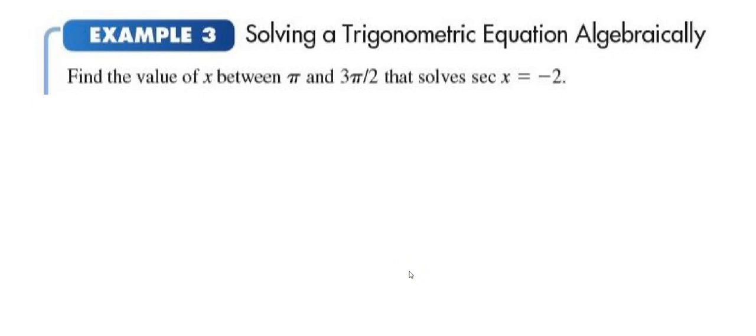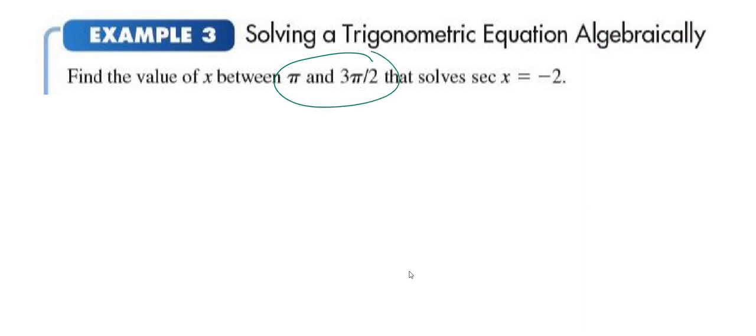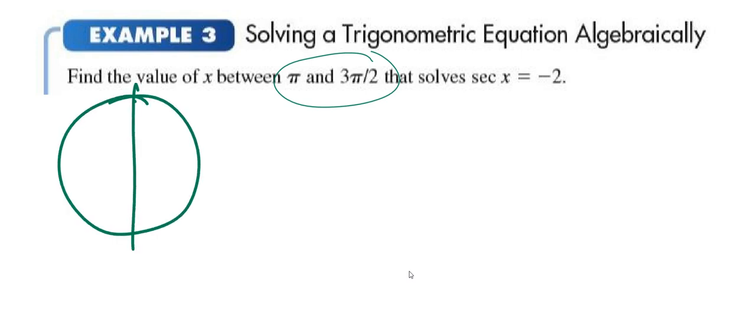Find the value of x between pi and 3 pi over 2. Right there, we should know which quadrant we're dealing with. Which quadrant are we in? Pi and 3 pi over 2. Pi, 3 pi over 2. That's quadrant 3.